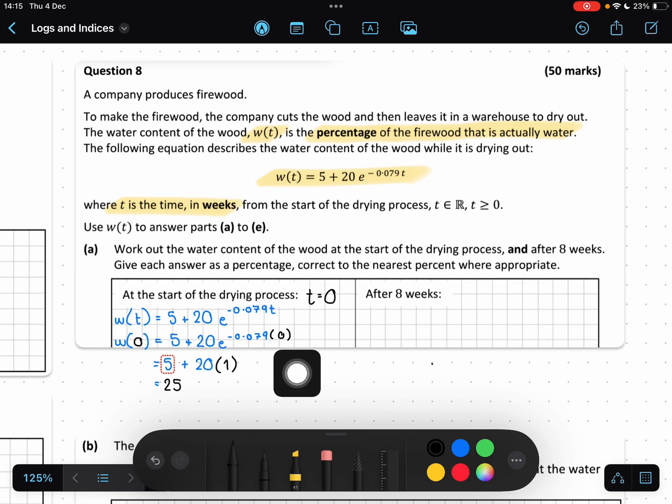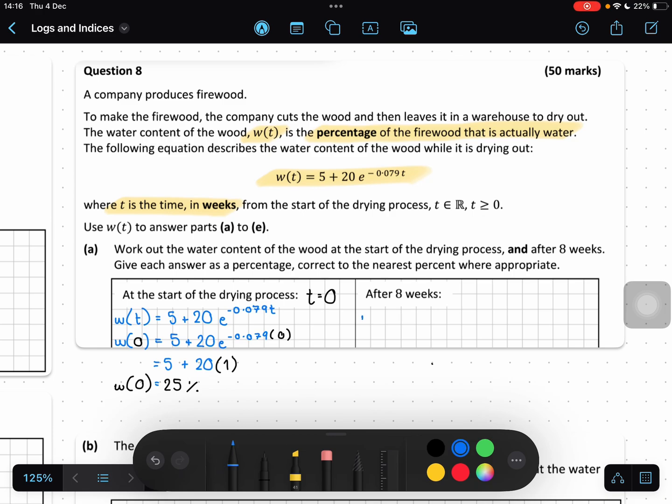Now if you didn't do it in your head, that's fine. As soon as you've subbed in for t, you can type that full thing into your calculator. So that is it after 0 weeks. At the very start of the drying process, there's 25. It asks for it as a percentage, correct to the nearest percent, so I'll write in my percentage symbol there.